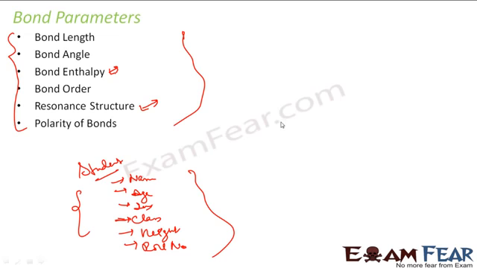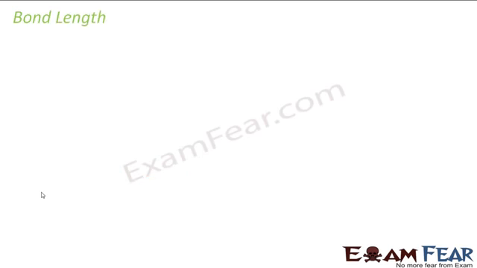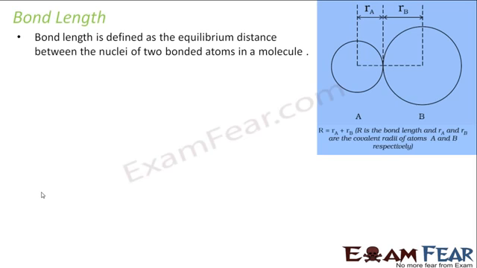So let's understand that these parameters are required for us to have a better understanding of the bonds. Similar to this case, if you have the name, age, and all these parameters for a student, you tend to understand the student better, right? Or how much marks he got in the last exams. Similarly, with these parameters, bond length, bond angle, bond enthalpy, bond order, resonance structure, polarity of bonds, you can understand the bond better. So let's start with the bond length.